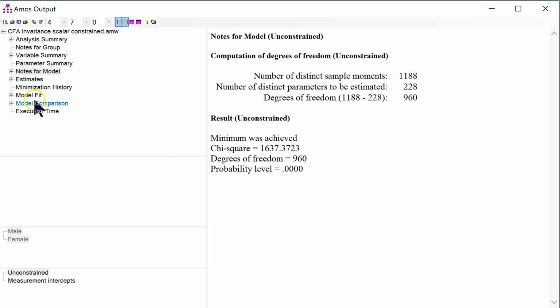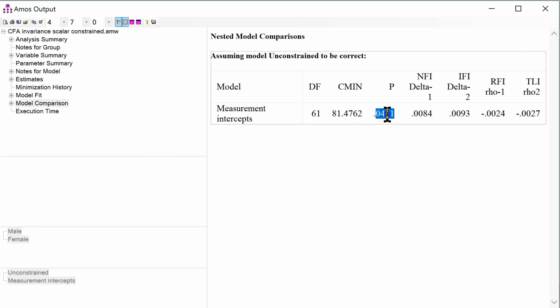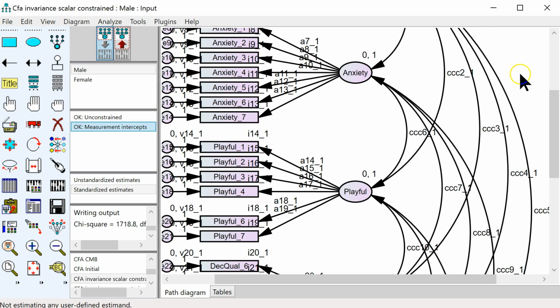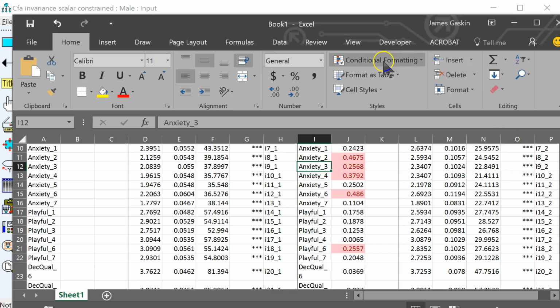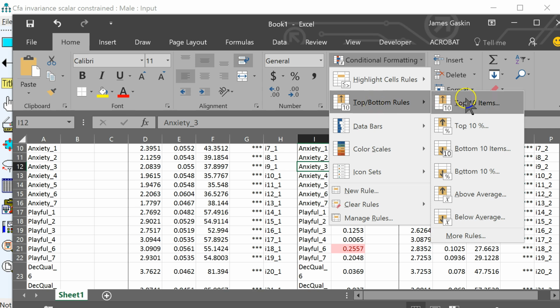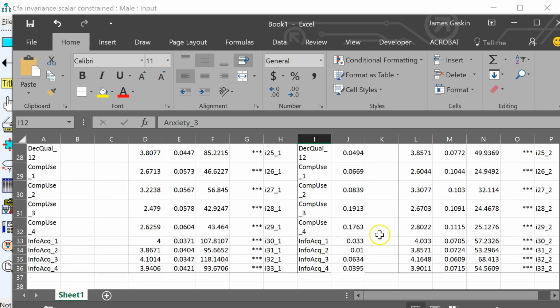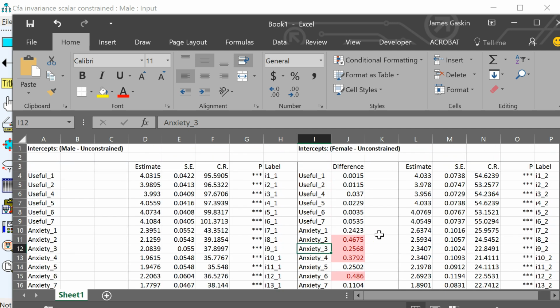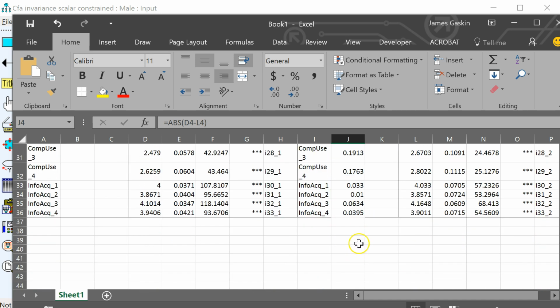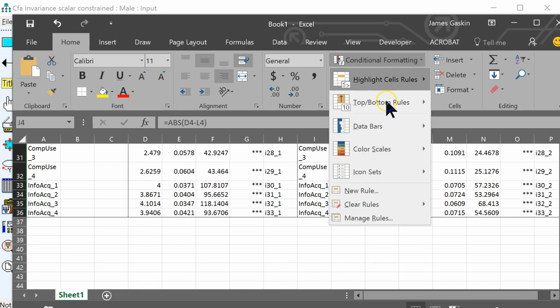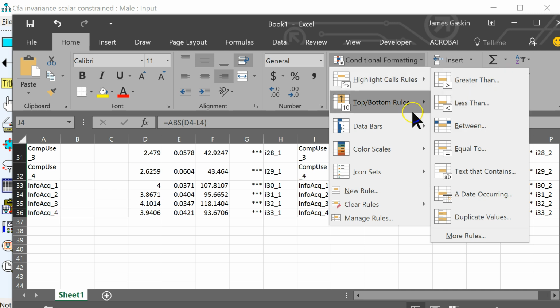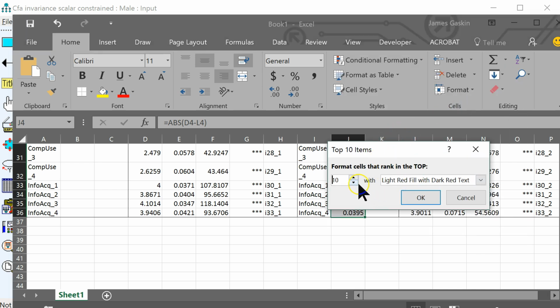And here's the output comparison. Oh, we're so stinking close to 0.05. Okay, let's try again. Let's do the top 8, let's say, conditional formatting, top 8. And where are they? Oh, whoops, I didn't do it with that column. My bad. Let's do the column here. Now let's do the conditional formatting. Highlight cell rules, top bottom. Let's do top 8.